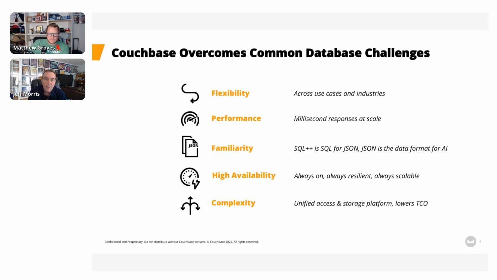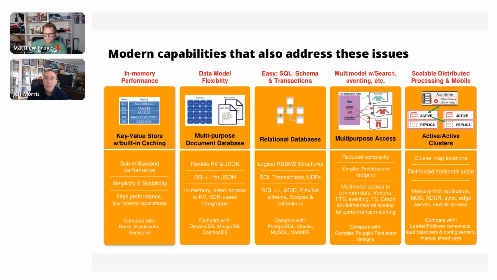JSON's great for that. But then, of course, these systems all need to be highly available and resilient, and they need to be affordable, right? So driving down cost of ownership, those are all areas where we'll continue to explore in our conversation here.